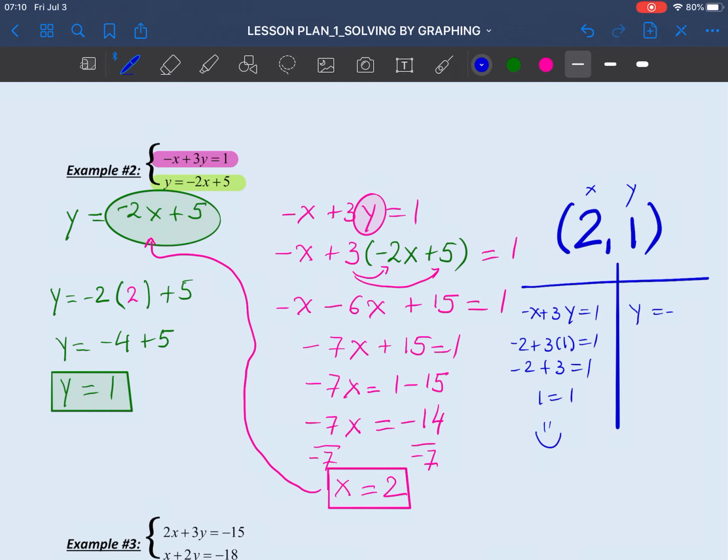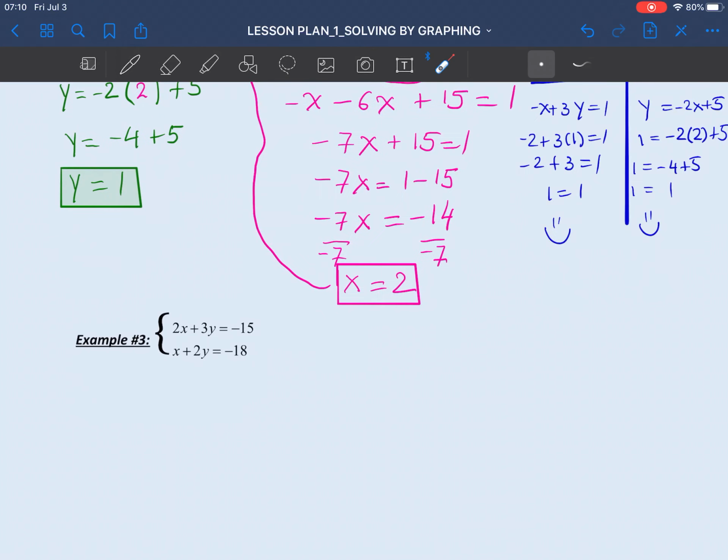And the second equation, y equals negative 2x plus 5. y is 1, x is 2. 1 equals negative 4 plus 5. 1 equals 1, so it satisfies the second equation as well. So we're going to say, yay, we're happy with the solution we found.